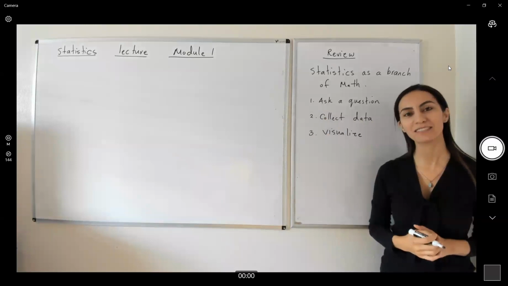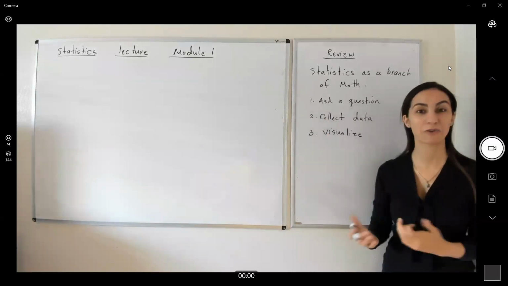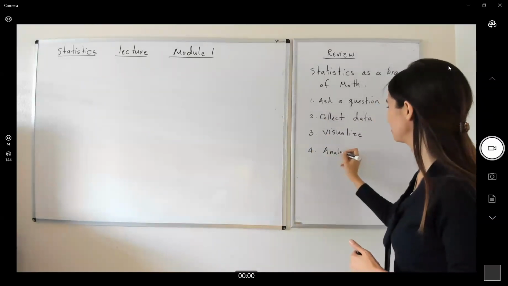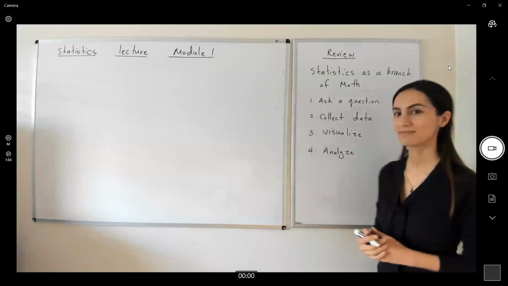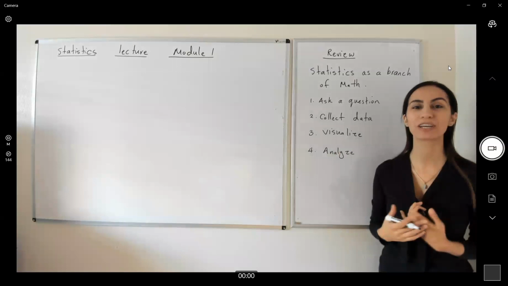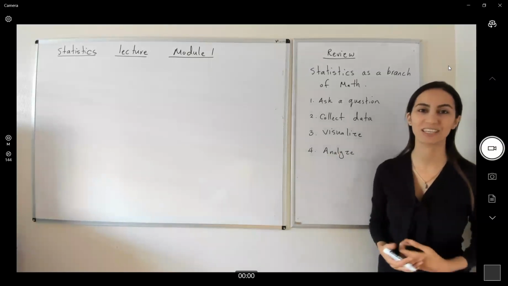After visualizing the data, we're interested in having numerical characteristics for our collection. So analyzing the data. And finally, we're interested in making conclusions or inferences about other collections, about our population, and so on.